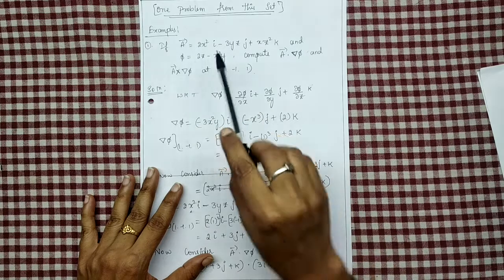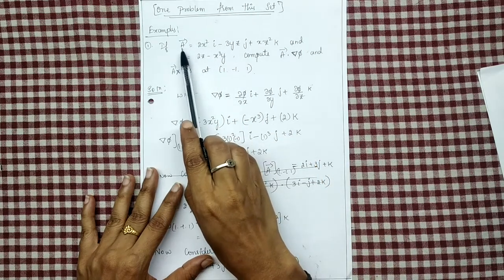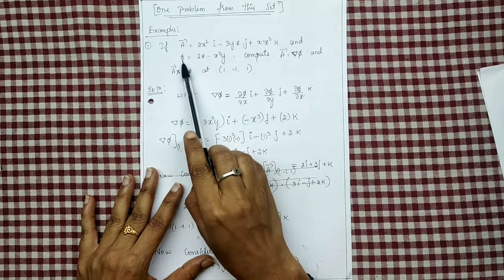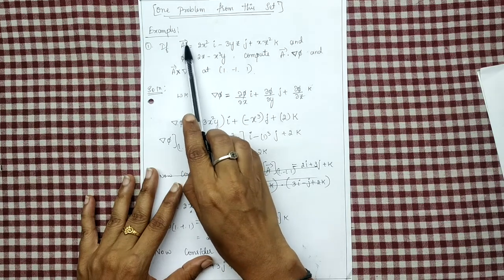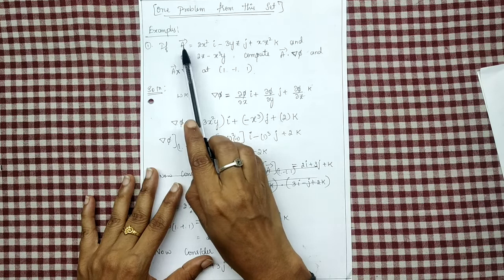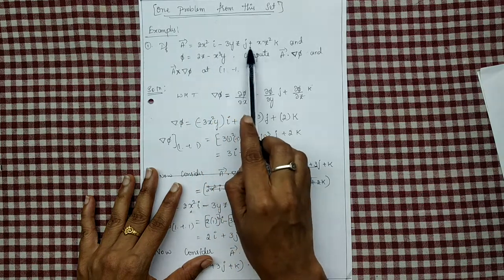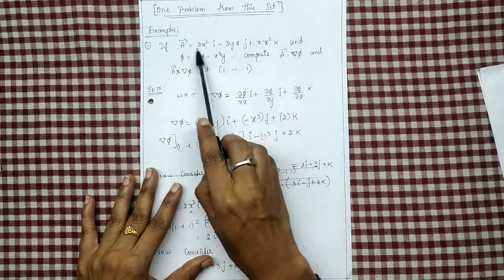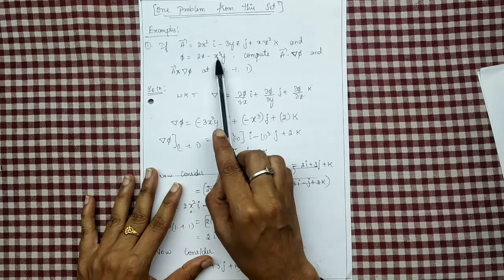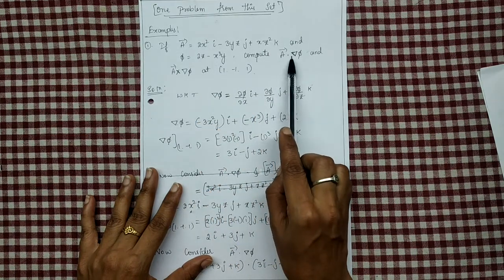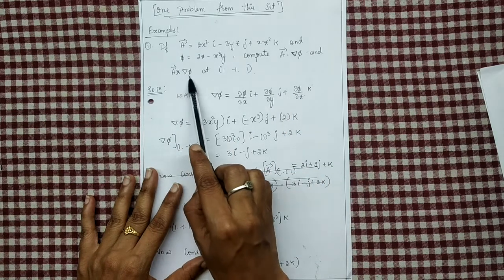If vector A is equal to... here vector A is a vector function. Phi is denoted for a scalar function. Vector, here you can see the arrow mark, it is a vector function. Vector A is equal to 2x square i minus 3yz j plus xz square k. This is the vector function given and a scalar is also given here. You have to compute vector A dot del phi and vector A cross del phi at the given point.